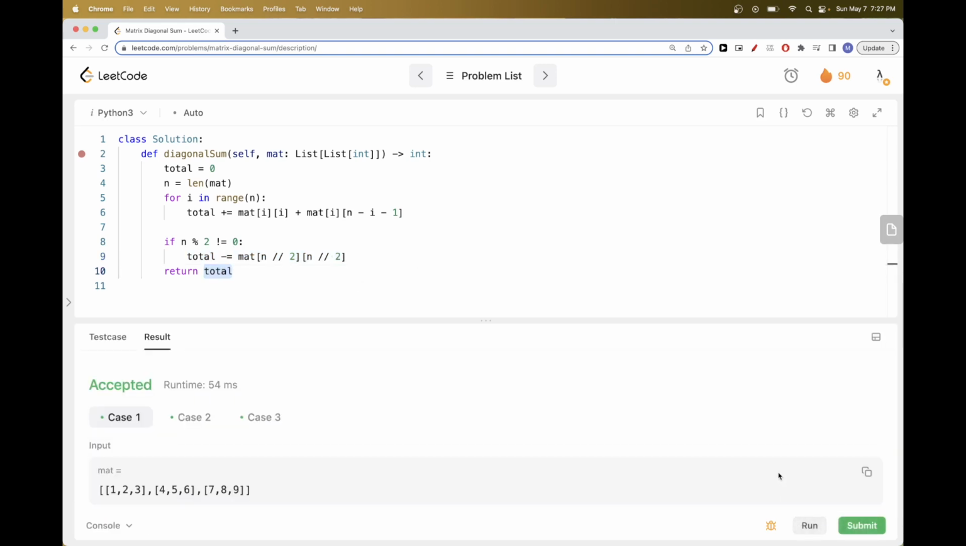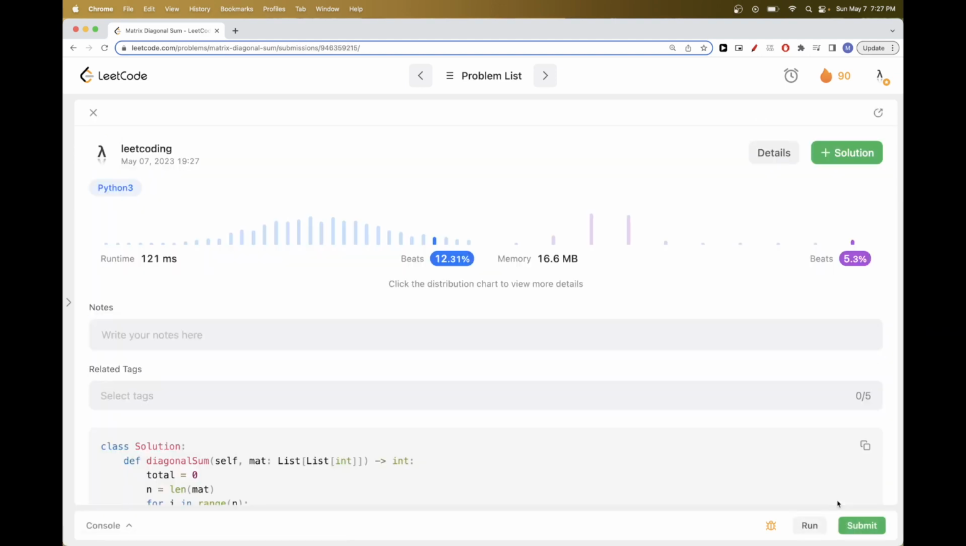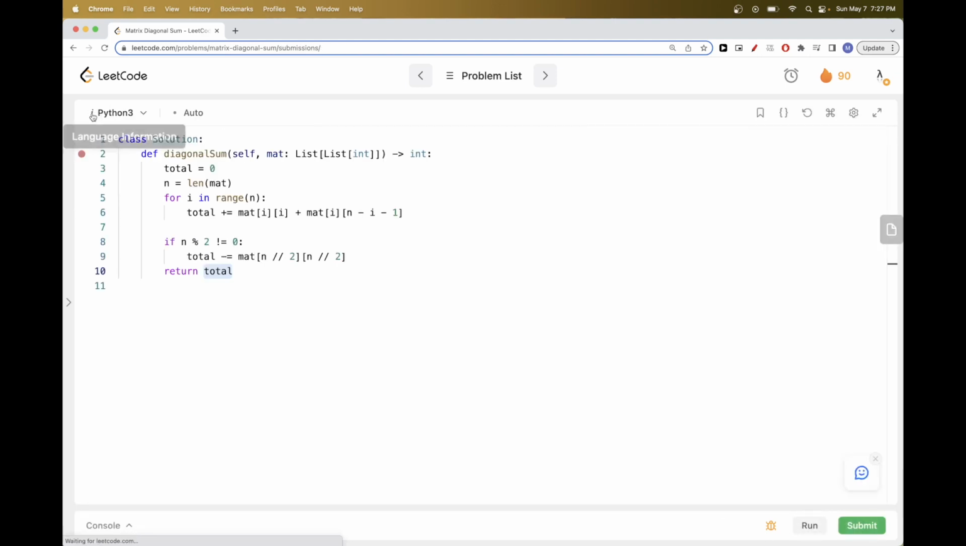So pretty straightforward there. Let's submit. And this passes our test cases. Okay, so that's pretty much it for this problem.